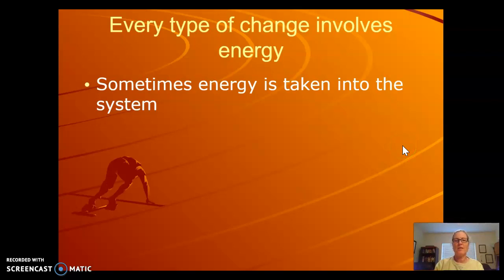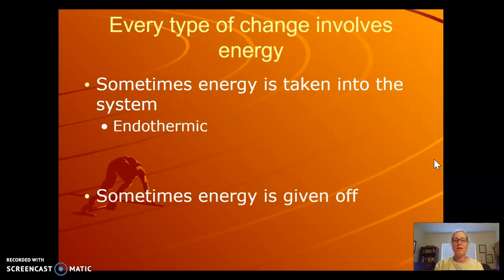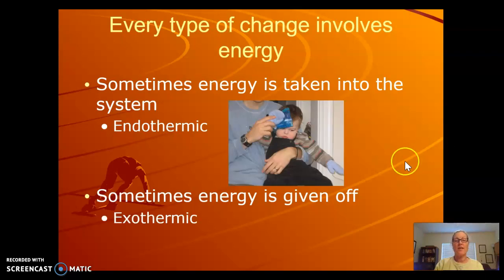To get a little more detail here, sometimes systems take in energy from their surroundings, and we call that endothermic. The prefix endo means in, and thermic means heat. So endothermic, these are reactions that take in heat, and reactions that give off heat are called exothermic, or allowing heat to leave or exit the reaction.